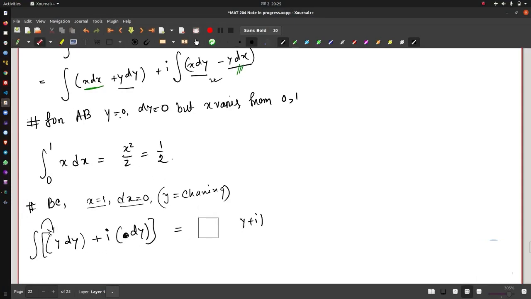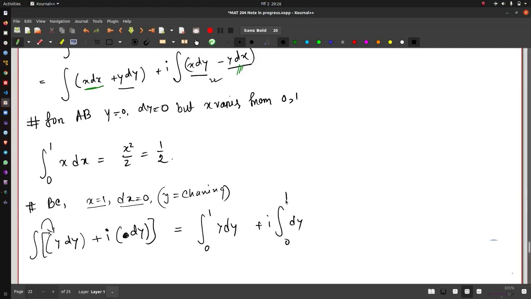Whichever way you want to do it, you can do it, and the result is just like this, 0 to 1, and this is y dy plus I dy, 0 to 1, because y is varying from 0 to 1. And this is again 1/2 plus I, like this, okay?